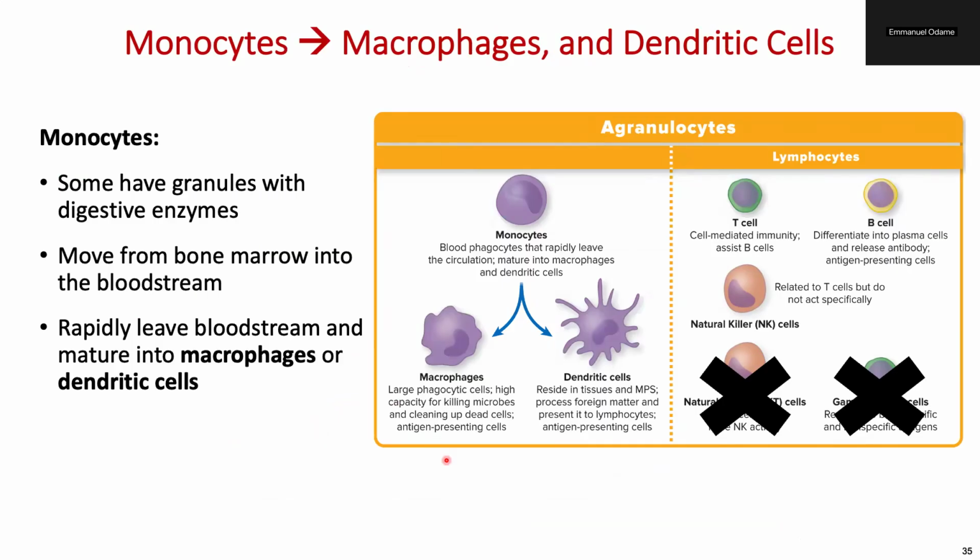So what are monocytes? Monocytes are cells that have granules, as we discussed earlier, with digestive enzymes in them. They are initially born in the bone marrow, and they will later migrate into the bloodstream and end up circulating. They rapidly leave the bloodstream and mature into macrophages and dendritic cells, as is being shown down here. They are the largest of all of the white blood cells, and they live as phagocytes for a few days in the bloodstream and then go to the tissues as macrophages.